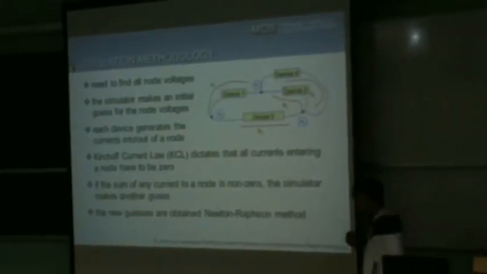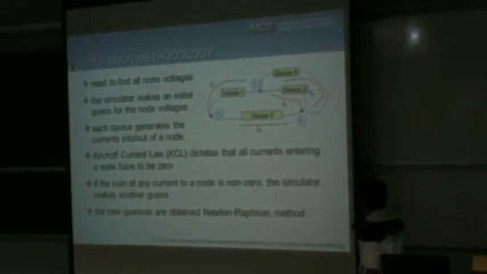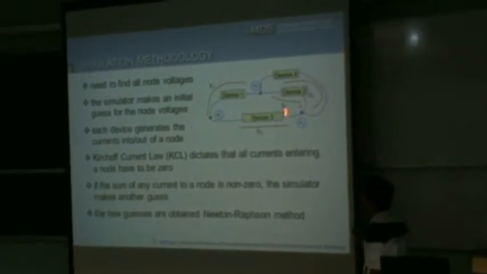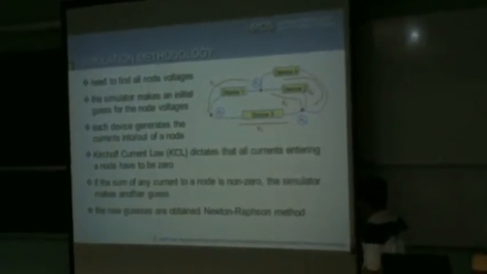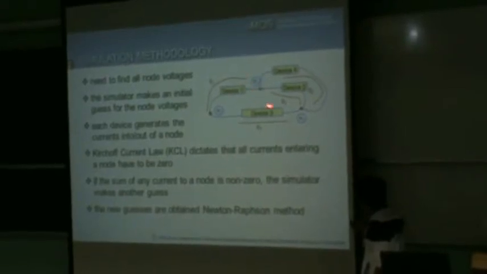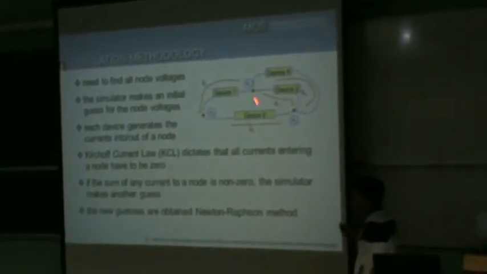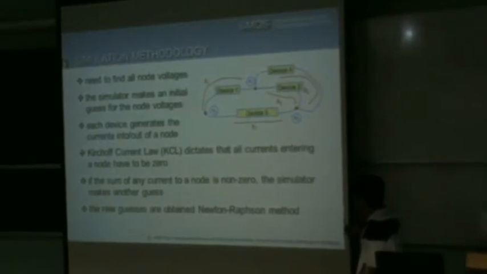Now, in simulations, what is the methodology? If you want to solve this circuit, what we really mean is you want to find all these node voltages. Then how do you find all these node voltages? The first approach is that the simulator makes a guess. You try to arbitrarily guess N1, N2, N3, these voltages. After you make a guess, each model will generate the corresponding currents altogether.